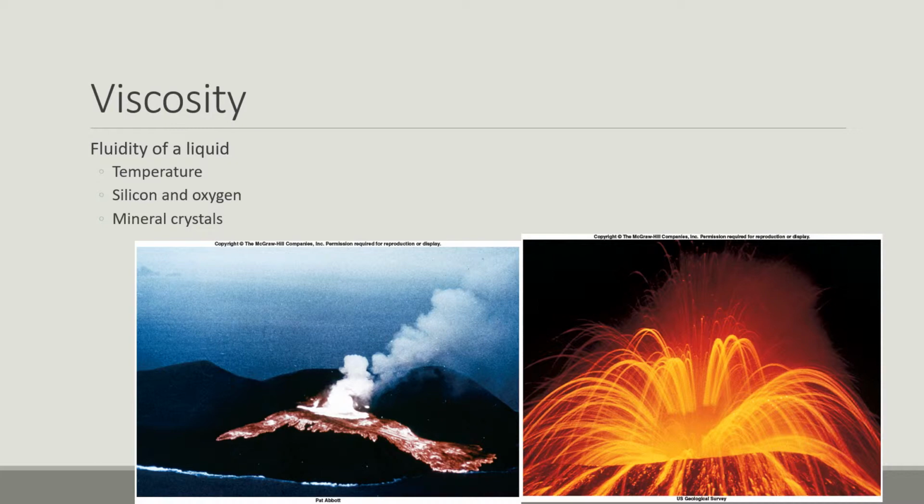So if we have a lot of silicon and oxygen and a lot of mineral crystals, we have a higher viscosity lava, which means it's harder for it to move. Again, with temperature, the higher the temperature, the lower the viscosity. So we have that inverse relationship there, while the other two are a direct correlation relationship.